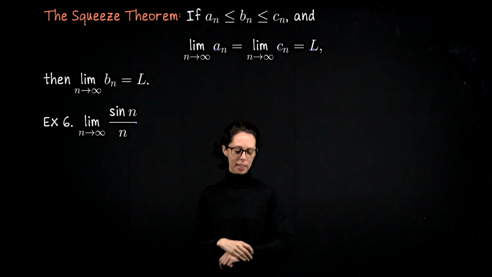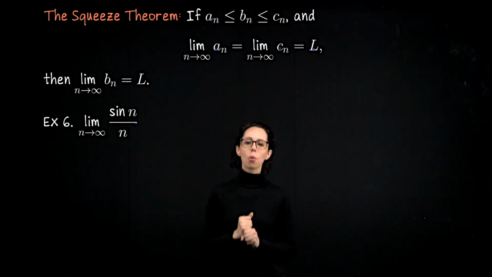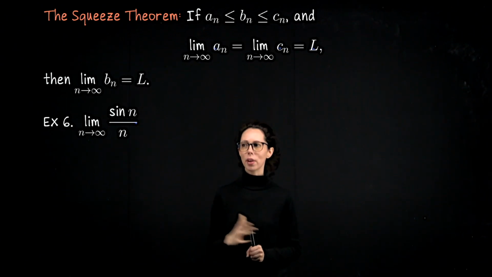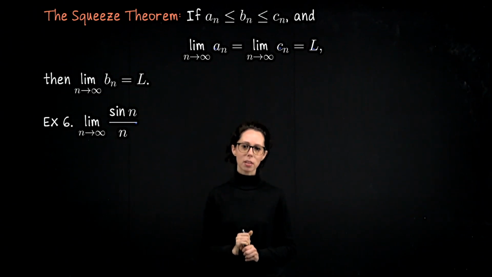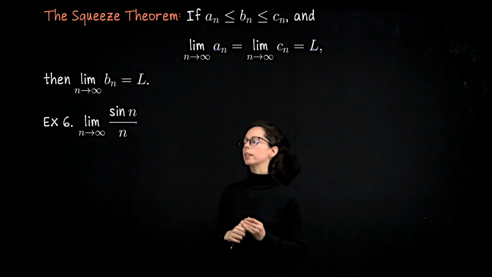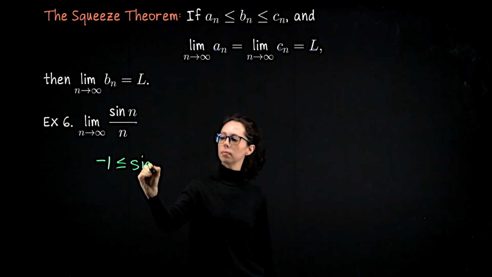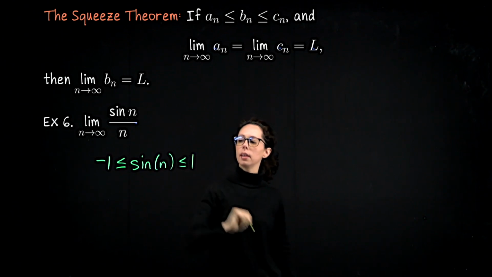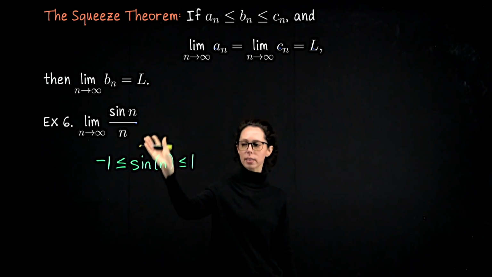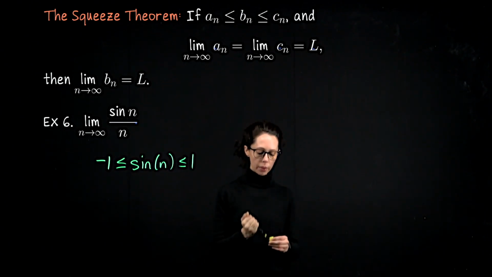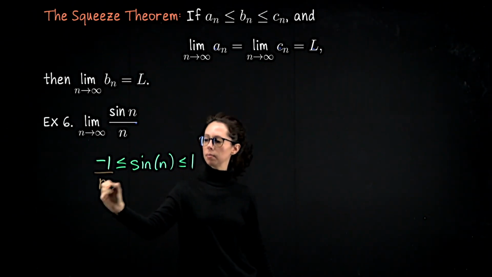Let's look at a classic example of using the squeeze theorem on this sequence, which is sine of n over n. Whenever you see trig functions in the numerator of this kind of quotient, you want to remember that sine and cosine values are bounded between -1 and 1. So I would start this by saying -1 is less than or equal to the sine of n is less than or equal to 1. This is true for any angle that you plug into the sine function, including 1, 2, 3, 4, 5, 6, 7. So this is always true. Then what we can do is divide all three terms by this denominator n.